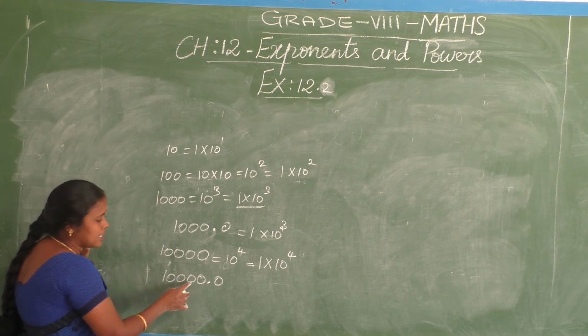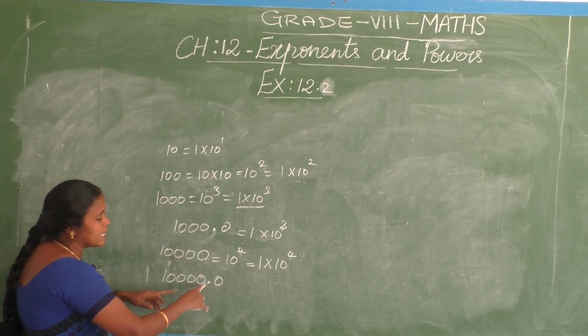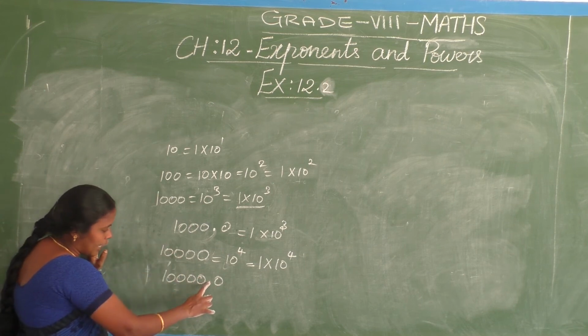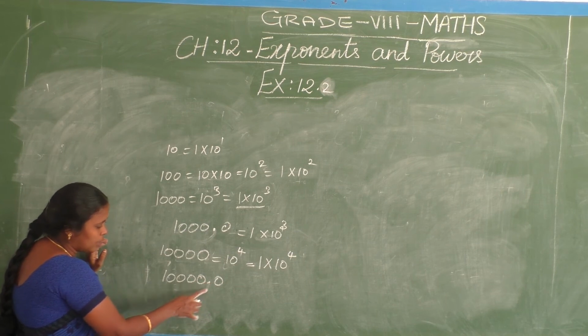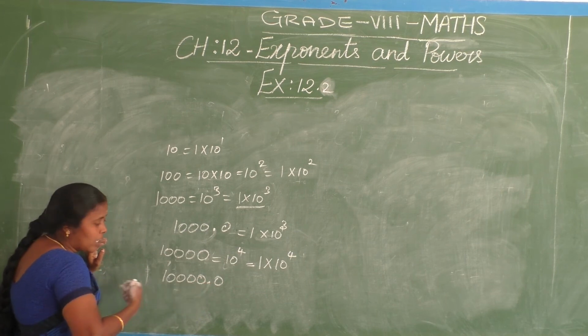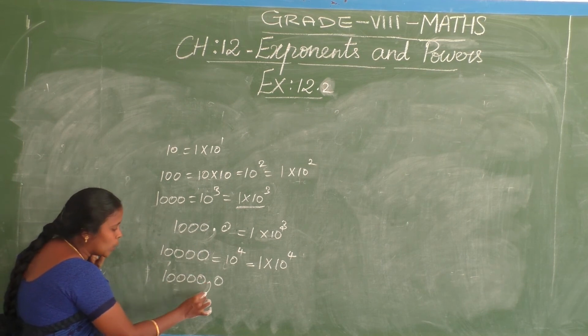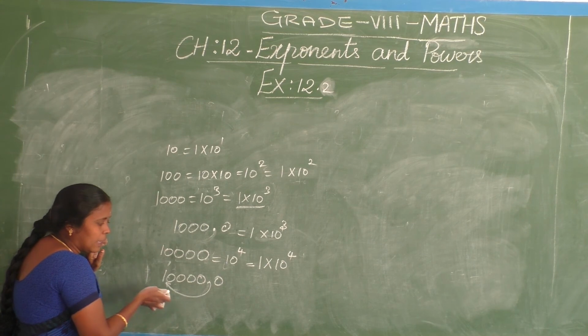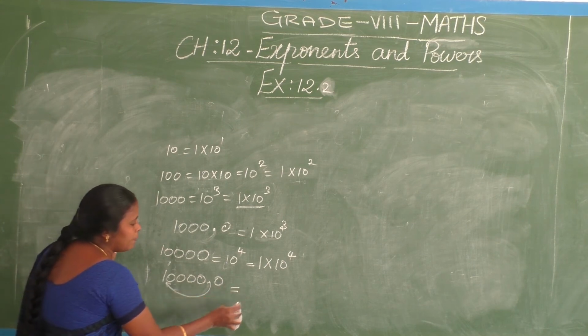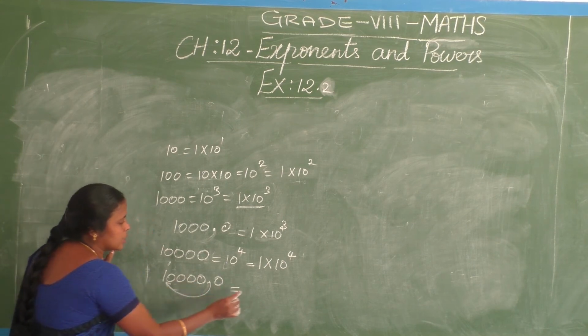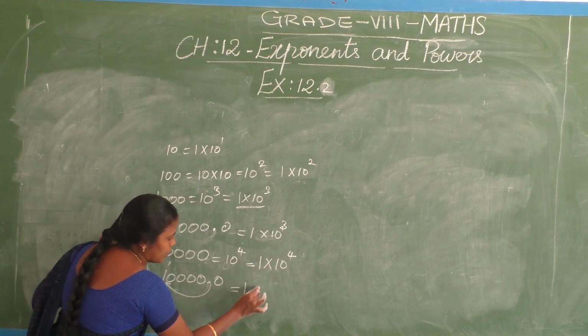Clear? At this time, think your point is at the right side. So I want this point to here. Moving how many digits back? 1, 2, 3, 4. Right to left, you are shifting the point. At that time, moving how many digits? 4 digits. So this can be written this way.